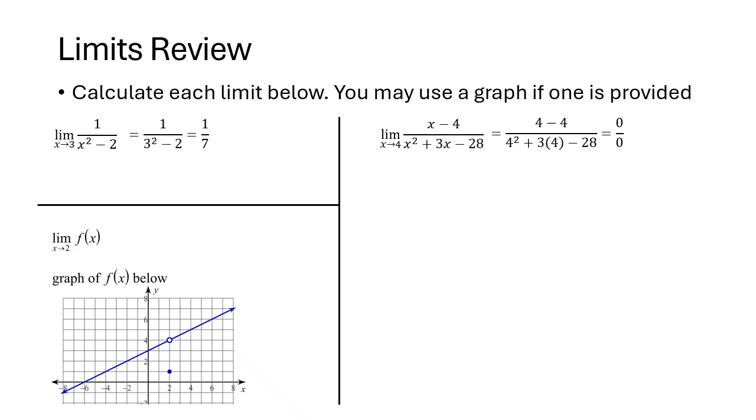So if that is the case, one technique that we can use is to simplify the fraction. Doing that, we can rewrite the top as 1 times x minus 4, and we can factor the bottom to be x plus 7 times x minus 4. In this case, we can cancel the x minus 4's, and we are left with 1 over x plus 7, from which we can plug in 4 to get a final answer of 1 over 11.